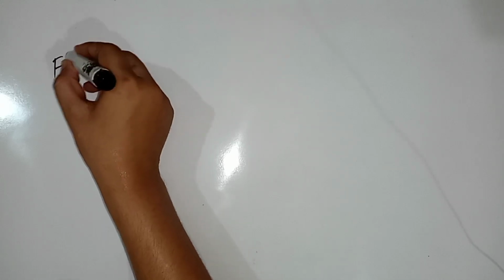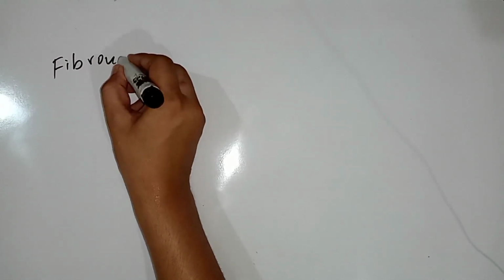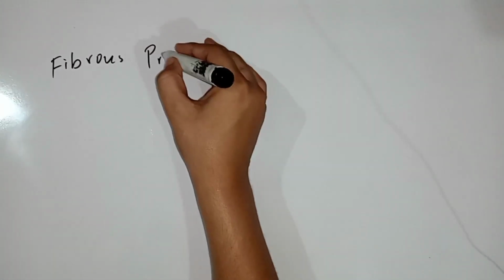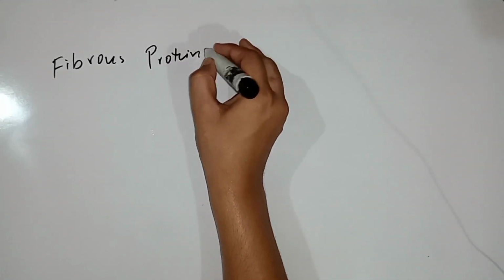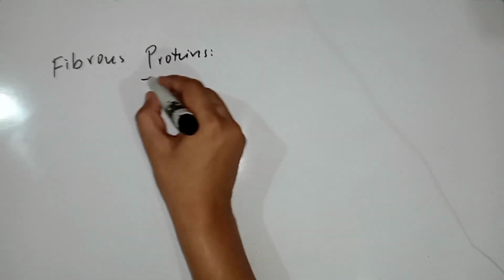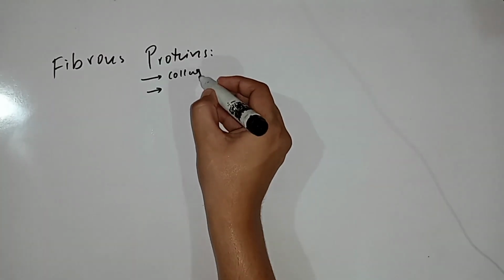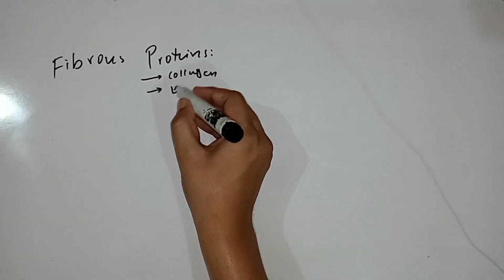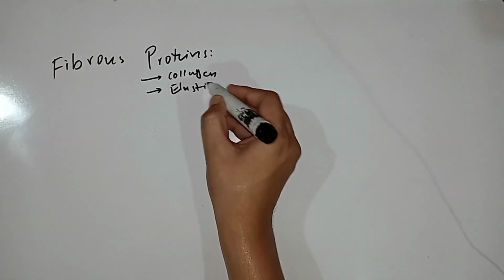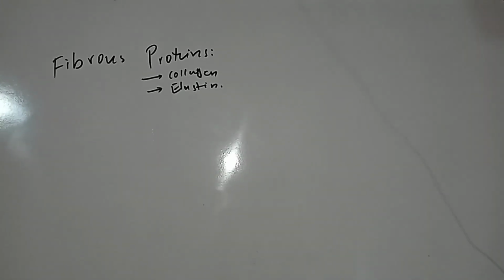Hi there, in this video we are going to start fibrous proteins. Previously we have discussed globular proteins, now we are moving towards the fibrous proteins. Among fibrous proteins we have to discuss two proteins, one is collagen and the other one is elastin. These two proteins are principally structural proteins. They are involved in the different structures inside the body.